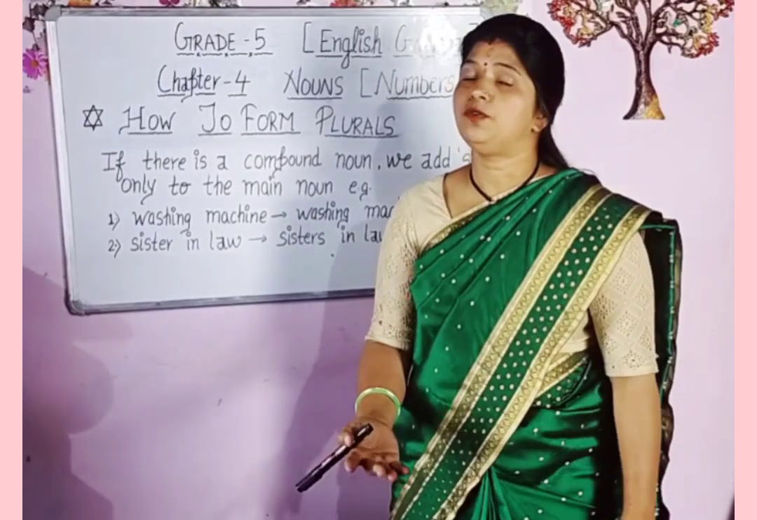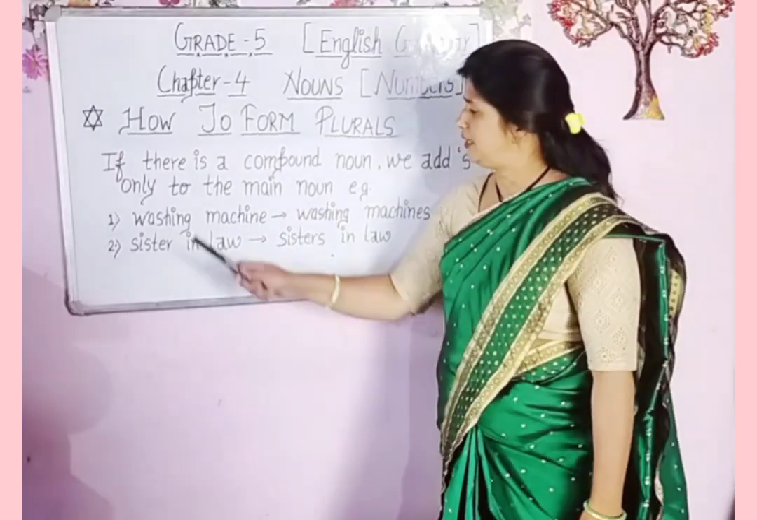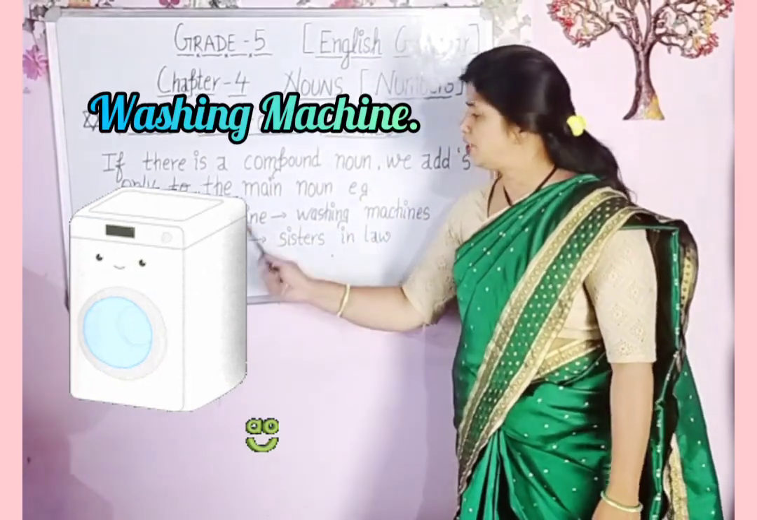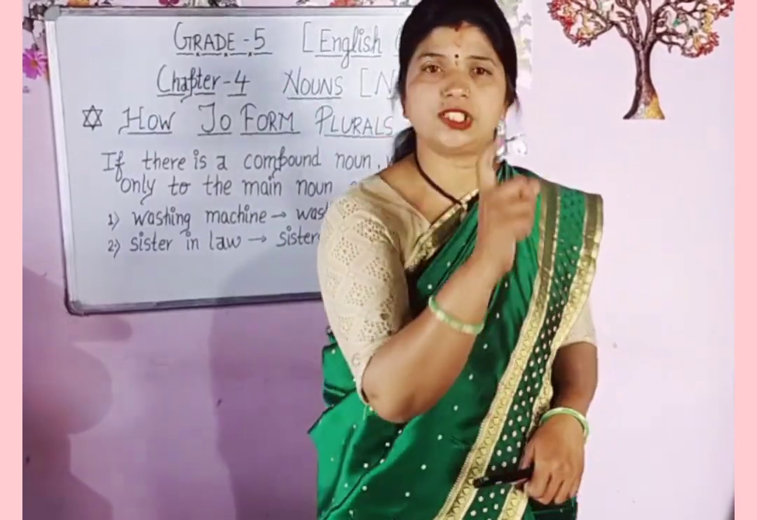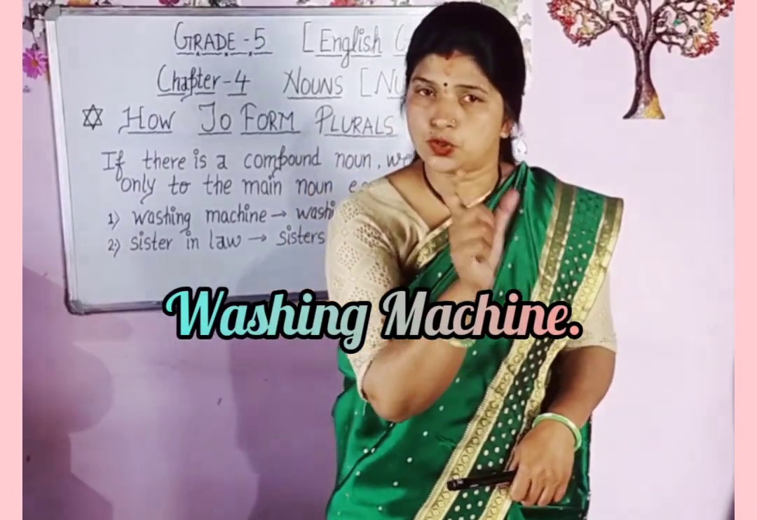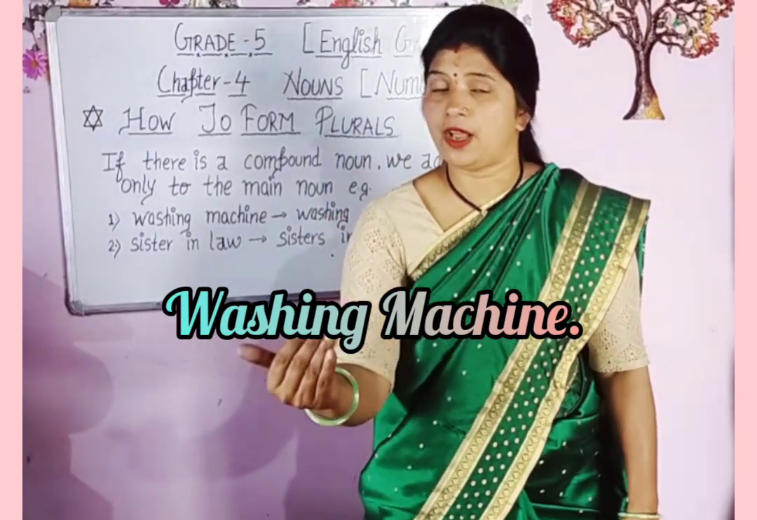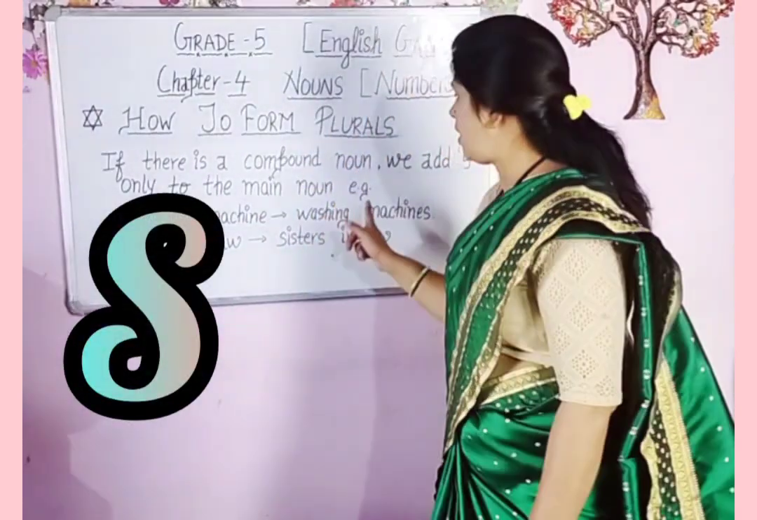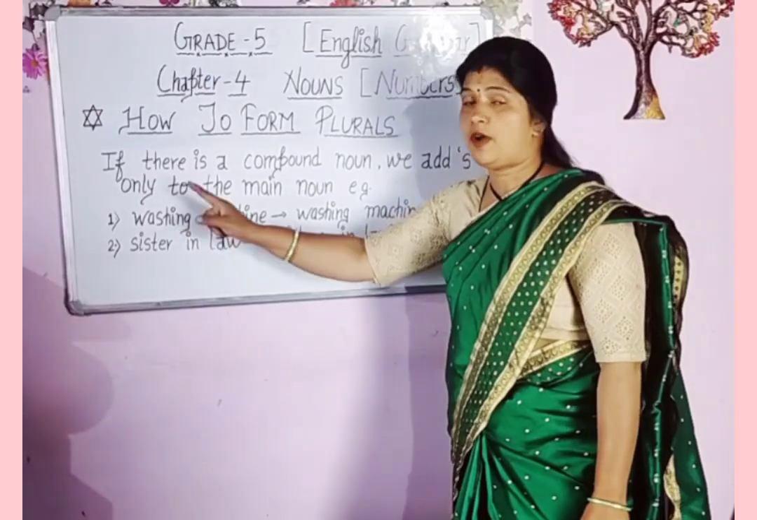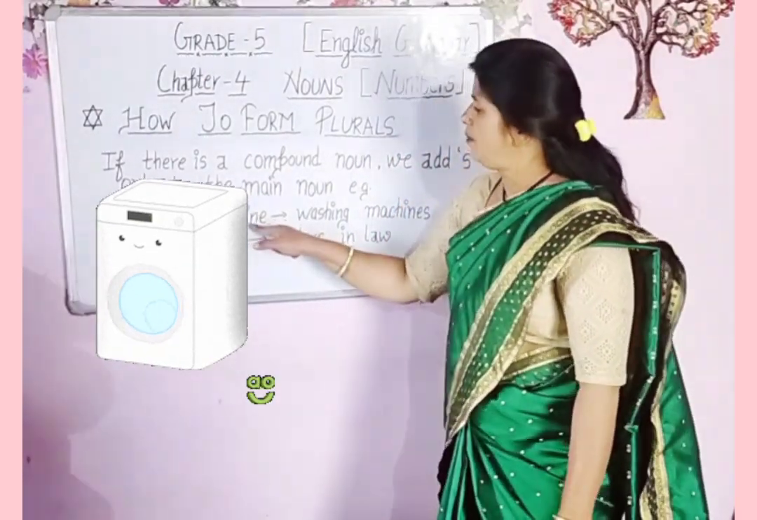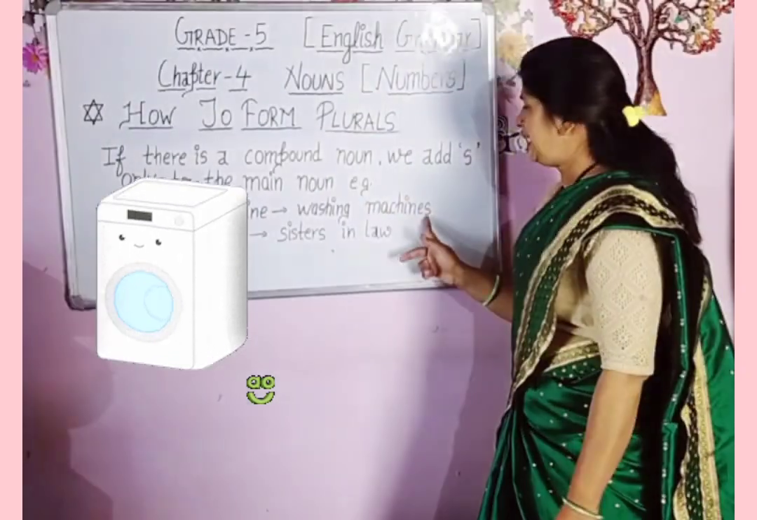Let me tell you with the help of an example. Here is a compound noun for you all: washing machine. The term washing machine has been made from two words, washing plus machine. If there is a compound noun, we always add S to the main noun. Here, washing is a verb, and the main noun is machine. So we will add S to the machine.